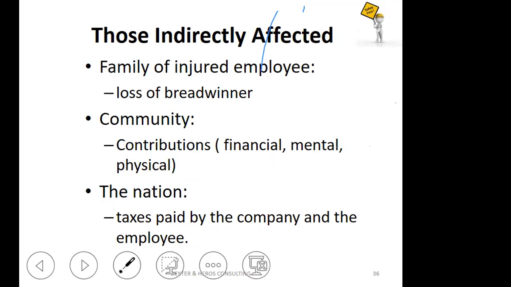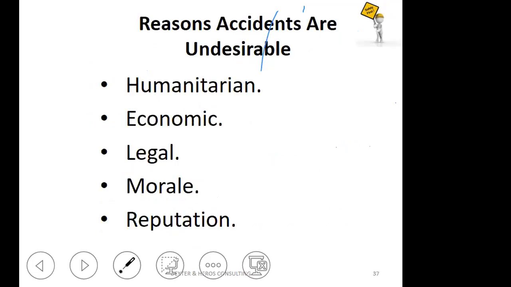What is the point? Anyhow you want to look at it, the effect of accident is surely undesirable. Nobody wants it. For humanitarian reason, what do we call humanitarian reason? There is nobody as an employer that will say, I want my workers to be involved in an accident. No family member will say, I want my brother or sister to be involved in an accident. That's what we call humanitarian reason. For economic reason, accidents are undesirable. Why? Because we spend. Is it medical bills? Is it compensation? Is it replacement of assets?